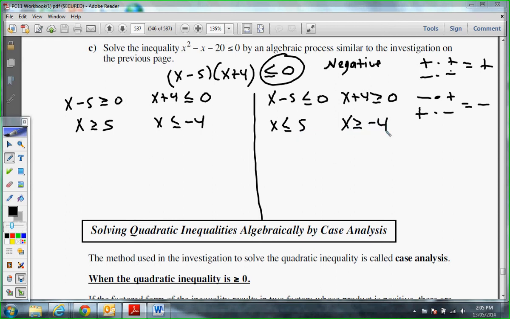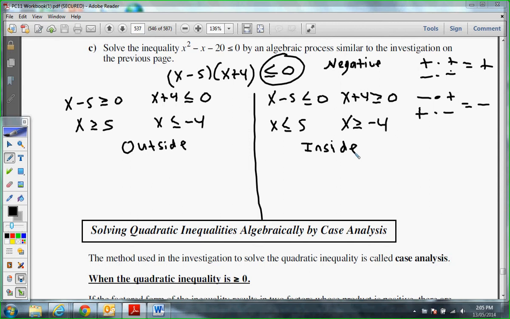So there's my answers. Now we have to look at this in the case because this is saying greater than 5 but less than -4. That's talking about the outside part of the graph. This is saying less than 5, greater than -4. This is talking about the inside. So one of these is false, or no solution. One of these will be the answer and one won't. So we're going to figure out which one is, which one isn't.